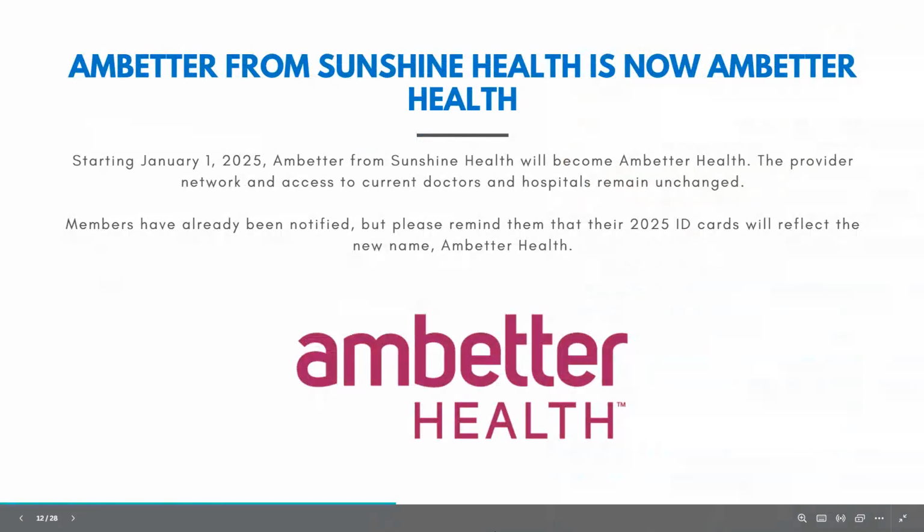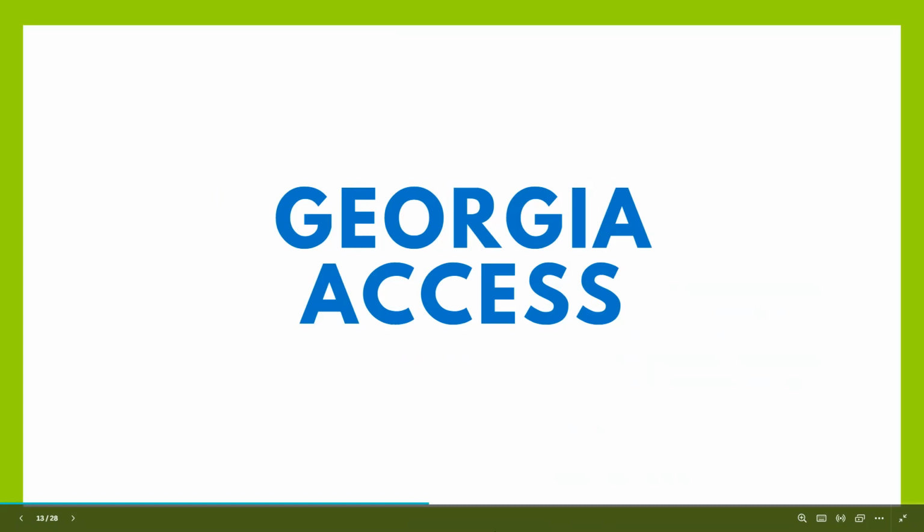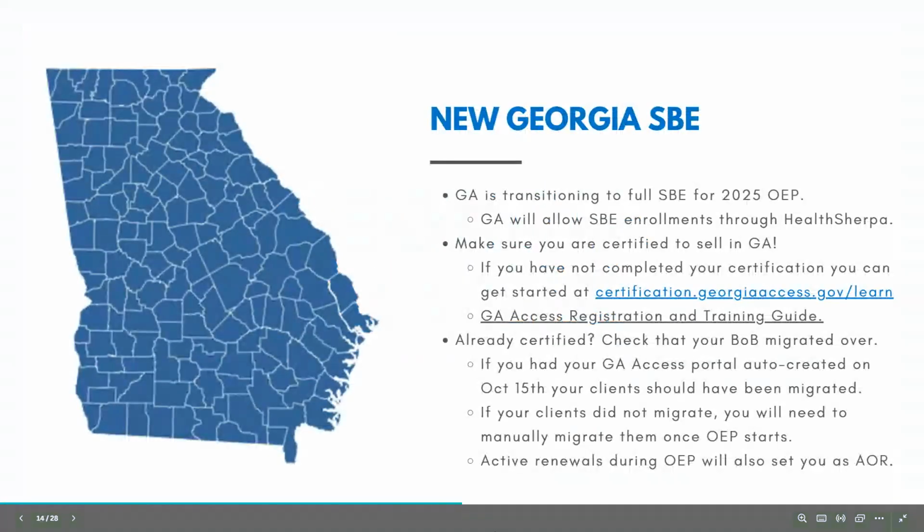And just to let you know, Ambetter. We all know that Ambetter in Florida has been called Sunshine Health, and now they are changing their name to Ambetter Health. They have already let all their members know. They sent out an email to them, and you'll see for their ID cards for 2025 that the name has changed to Ambetter Health. So hopefully maybe they're trying to simplify things a little bit. That would be nice.